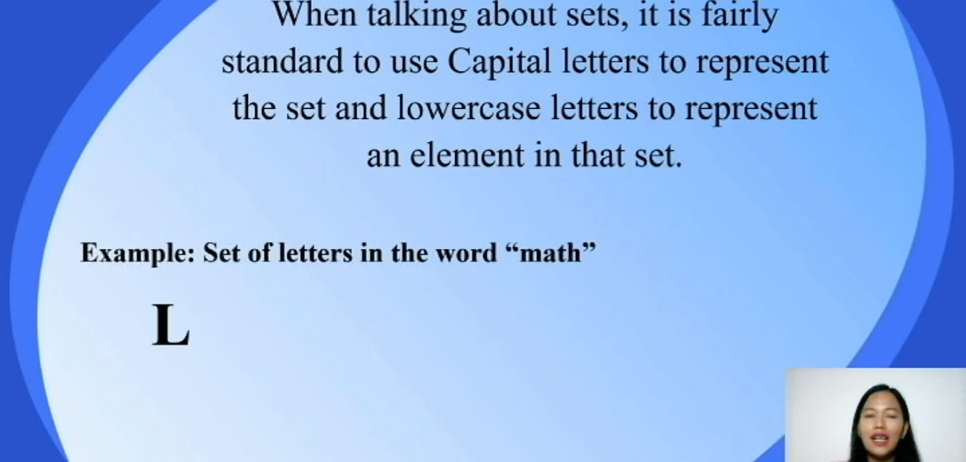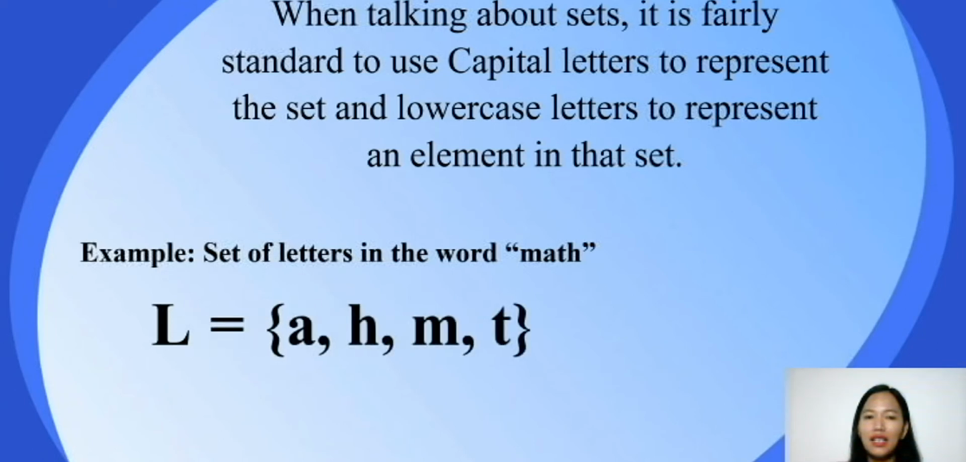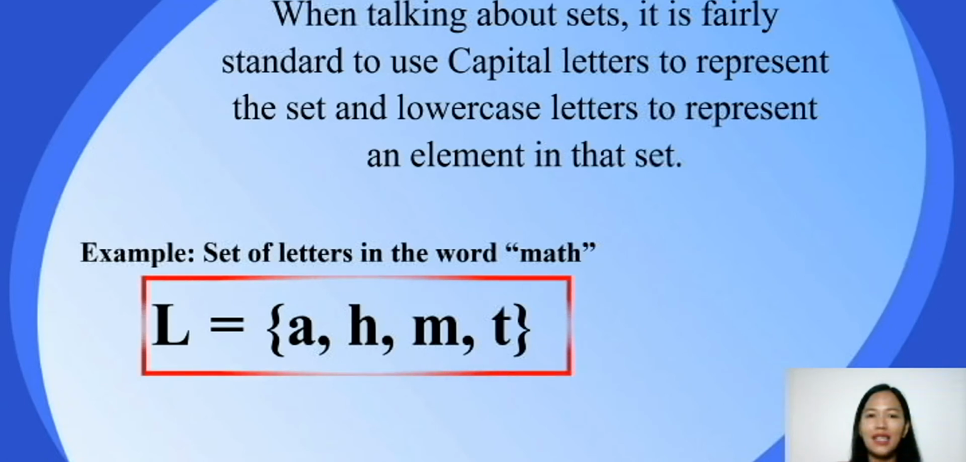Take note that in writing the elements of the set, it should be in alphabetical order. So if the letters here are M, A, T, and H, you have to arrange them in alphabetical order. The first element must be A, followed by H, M, and T. So that is how you are going to write the set of letters in the word math.